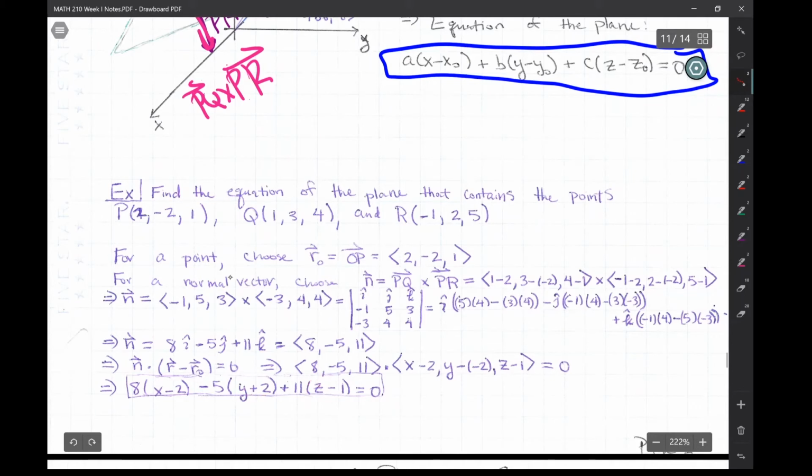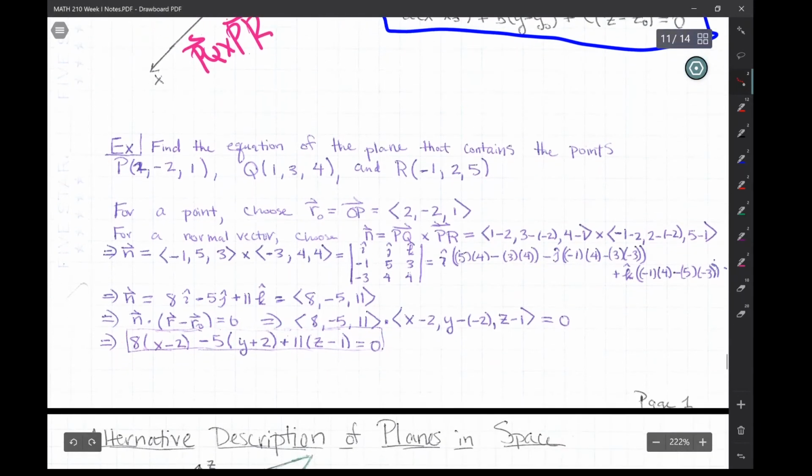And z minus 1, why? Because of that. So you could write that right away. You'll still need to work out the normal vector, though. You're going to have to take the cross product to get it. And now you'll have this 8 here, this minus 5 there, and this 11 there. And so we now have our equation of the plane.